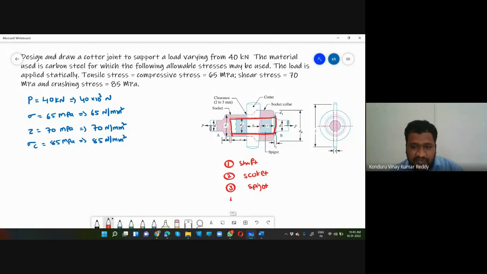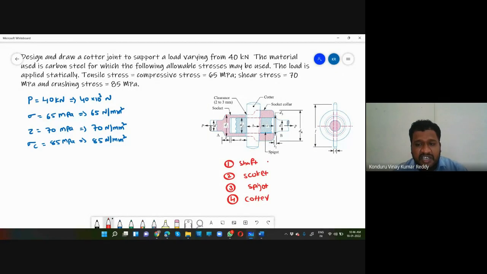And the last one is the quarter, this is the quarter. These are the 4 components that this specific joint consists of. Thereby we have to design these 4 components for this particular shaft joint.